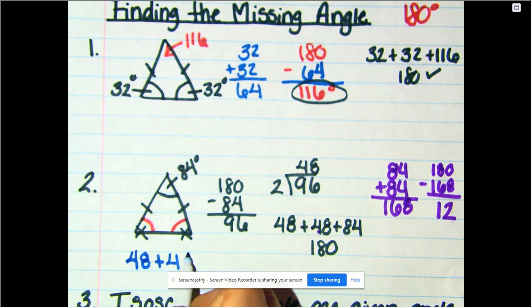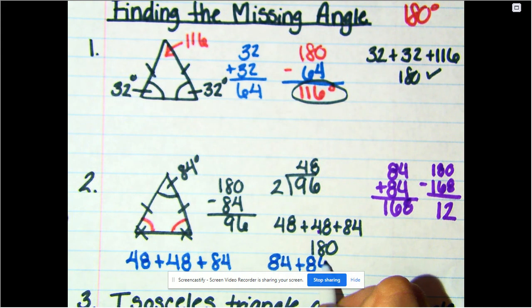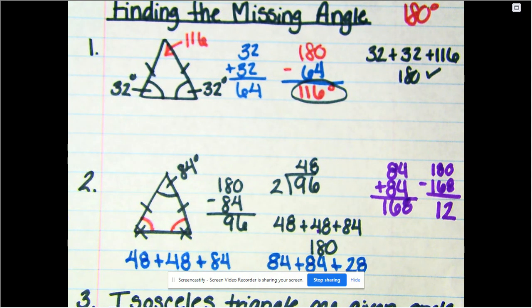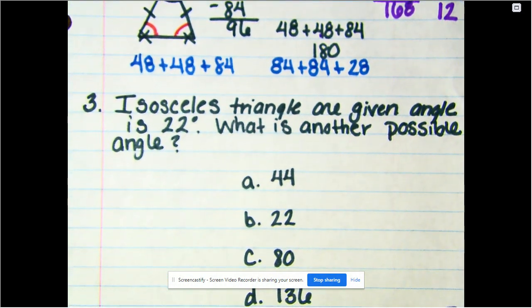plus 48 plus 84. That equaled 180, or 84 could have been my repeating angle, the angle that was the same. 84 plus 84, and the missing angle could be 12. But lucky for you, those are not going to be open response questions. We're going to dive into ones that have multiple choices. So it's going to be listed with some multiple choices now.